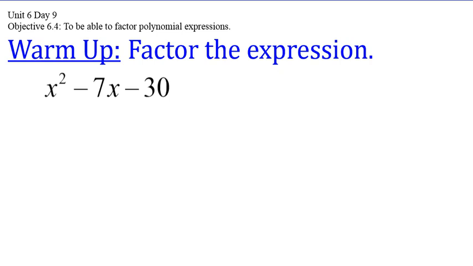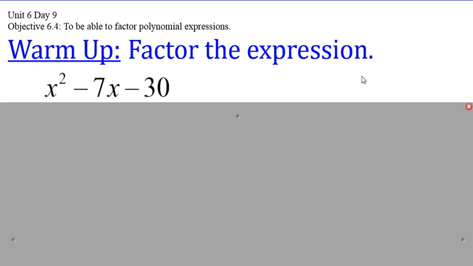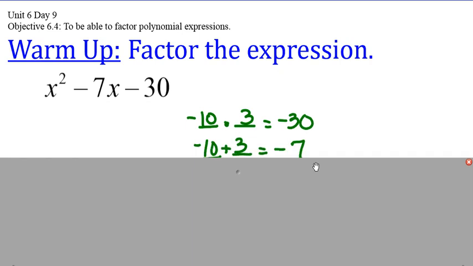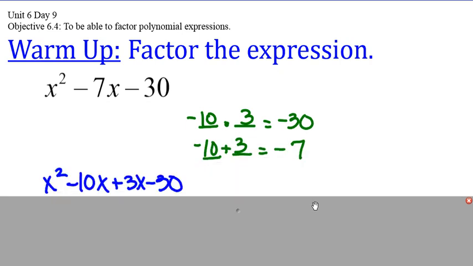Then we think of our number pattern, taking the leading coefficient times the constant. So 1 times negative 30. What times what gives us negative 30? And then what plus what adds to give you that linear term of negative 7? We know that we could use a negative 10 and a 3 to make that happen. So we can write it as 4 terms.